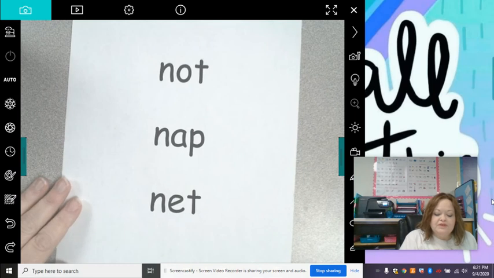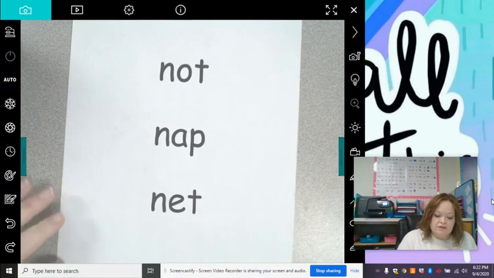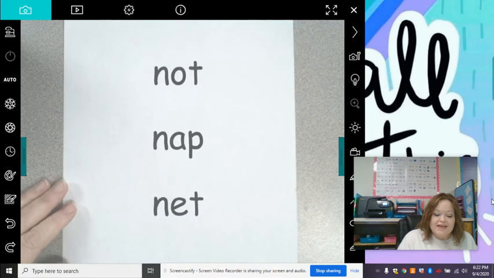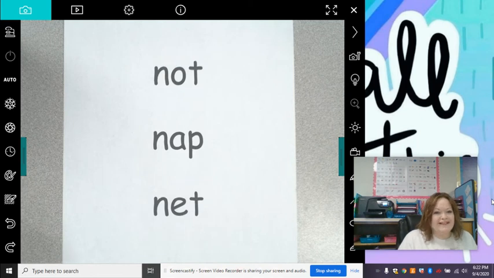What letter do you see that might make the sound? That's right. N is the first letter in all of these words, so N must be the letter making the sound. Is the letter N a consonant? Yes, it is. We know that because A, E, I, O, and U are vowels.